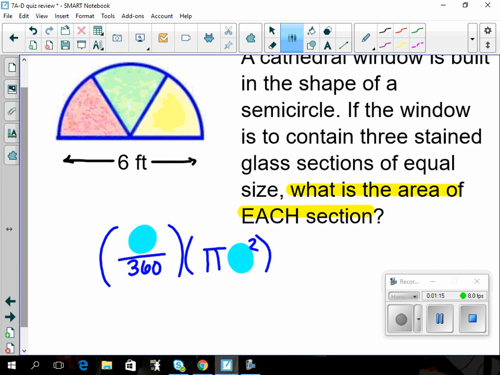So let's start with the angle measure. I'm not going to put 180 there because I don't want the whole stained glass window. I just want one section of it. So how would I get my answer? Not 6. 180 divided by 3, because there's 3 of them, right? So I have a total of 180 degrees.